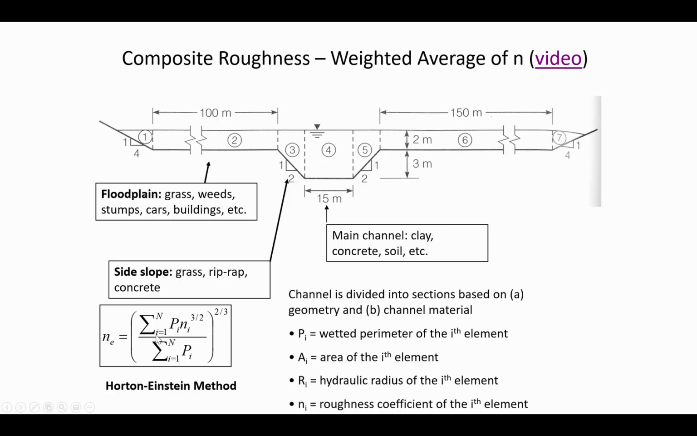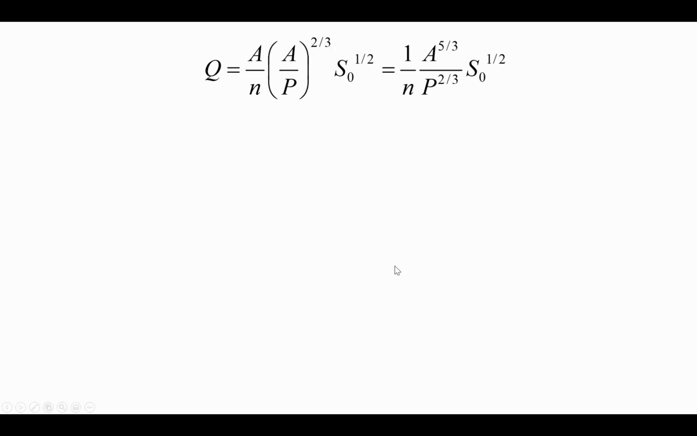So I think the Horton-Einstein method is probably the best approach introduced by our book to come up with a composite n value, composite roughness. So I wanted to point that out to you.